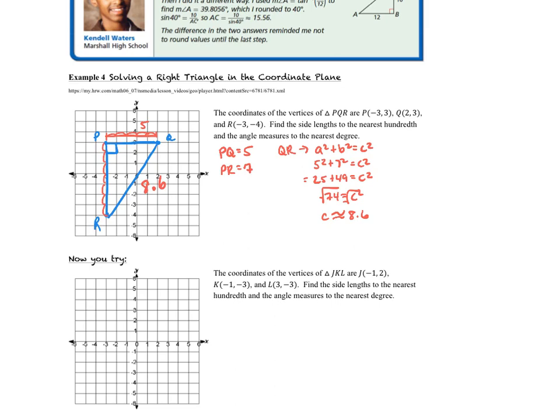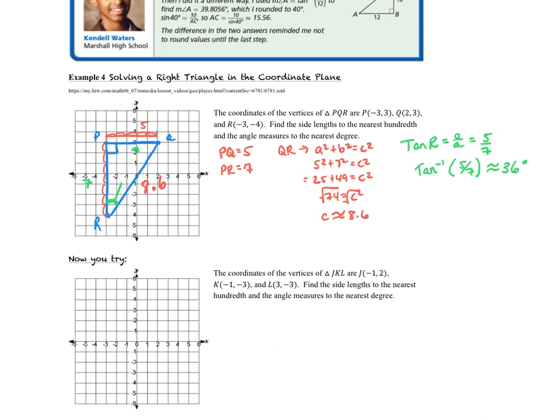So if I'm looking at the measure of angle R, for instance, I could use tangent, opposite over adjacent. So I can go tangent of R is equal to opposite over adjacent, which is equal to 5 over 7. To find the missing angle measure, I need inverse tan. So inverse tan of 5 over 7, which is approximately 36 degrees, rounded to the whole number.